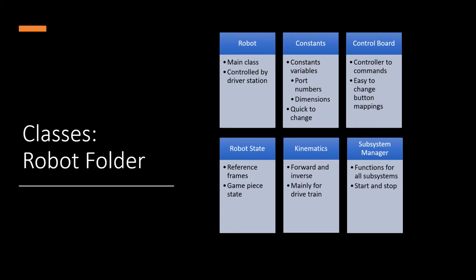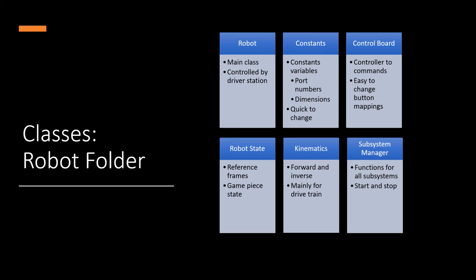And then also in robot state, we keep track of what's going on with the game pieces inside the robot. So in 2020, we had 5 balls at a time. Inside the robot state class, we had information about where each ball was inside the robot at a time, so we can track where they're all at. Next, we have the kinematics class. This contains forward and inverse kinematics for the drivetrain. And if you don't know what kinematics are, it's basically conversions for the position, rotation, and velocity of the robot at a time.